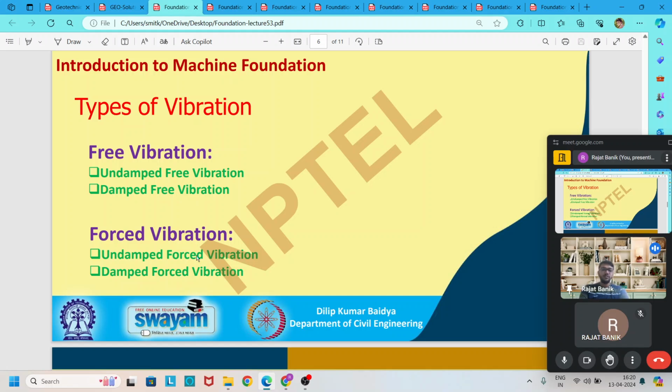And for forced vibration, as the name itself says, we apply some external force, so it is called forced vibration. Free vibration and forced vibration are again differentiated into two types: the undamped system and the damped system. In an undamped system, the vibration continues without any dissipation of energy. In a damped system, after a certain period of time the vibration vanishes due to the dissipation of energy, and this occurs because of the nature of the material property.